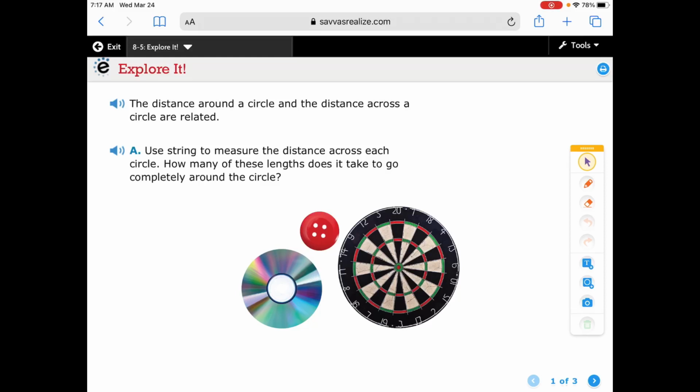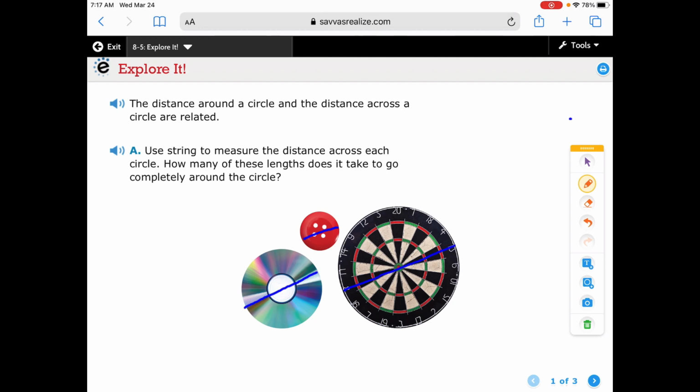Alright, let's turn to page 457 for the Explore It. It says the distance around a circle and the distance across a circle are related. They're asking us to use string to measure the distance across each circle. How many of these lengths does it take to go completely around a circle? So we would say that we go across this, we go across this, and we go across that.